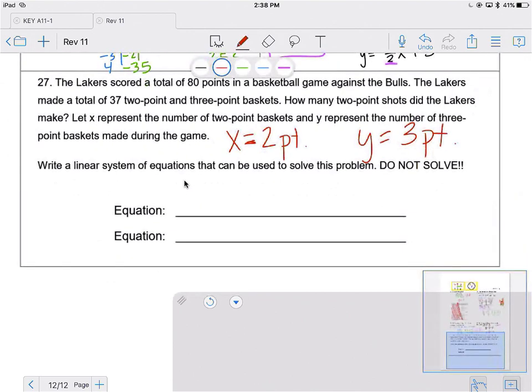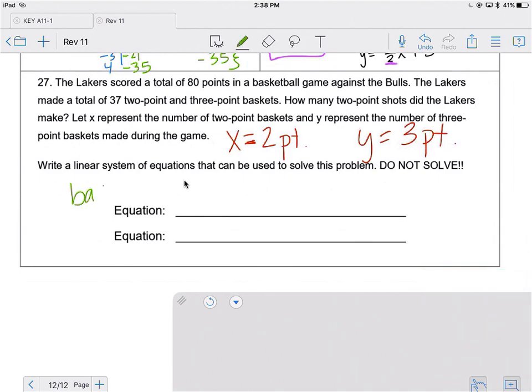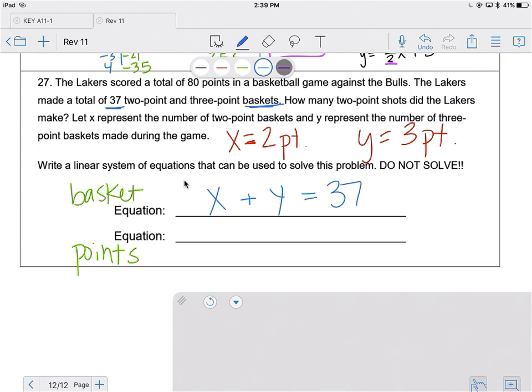So for this setup, we're going to have a baskets equation and then a points equation. So baskets, I know that there are 37 baskets total. So I had some 2-point baskets and some 3-point baskets for a total of 37 baskets. And then points, I know there's 2-point baskets and 3-point baskets, so 2-point baskets, 3-point baskets for a total of 80 points. So points plus points equals points.